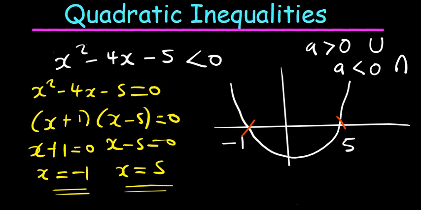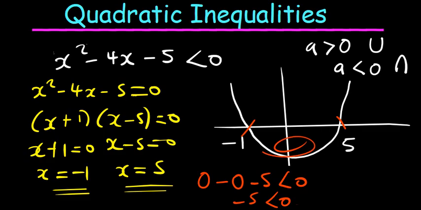So what if we pick any number between this region? Let's say we pick a 0 and we put a 0 wherever there is x. So it will be 0 squared minus 4 multiplied by 0, minus 5 is less than 0. So I'm just going to have -5 is less than 0. Is -5 less than 0? Of course. So it means that in this region, there is a possibility that that's where we're going to get our answers.